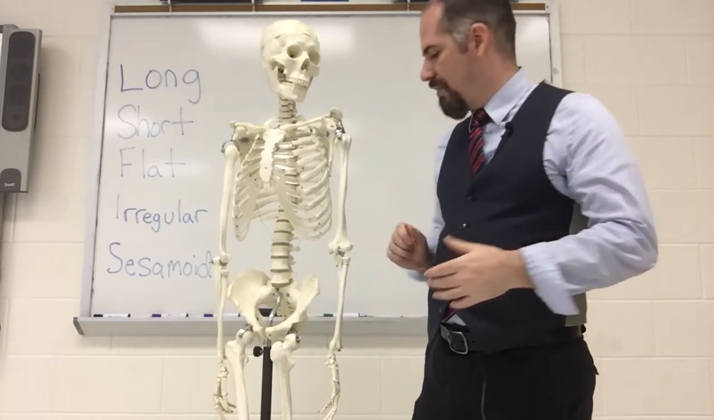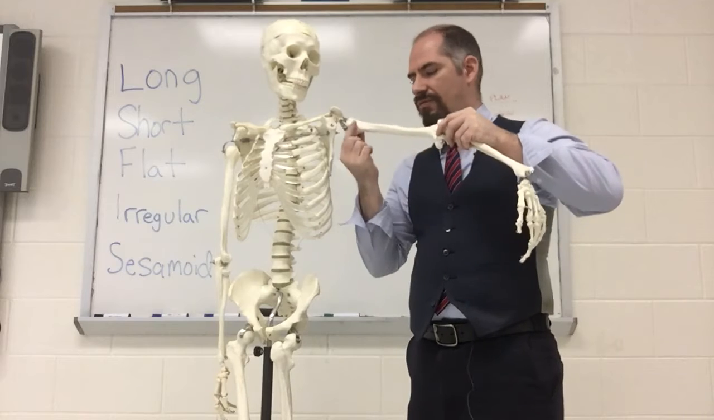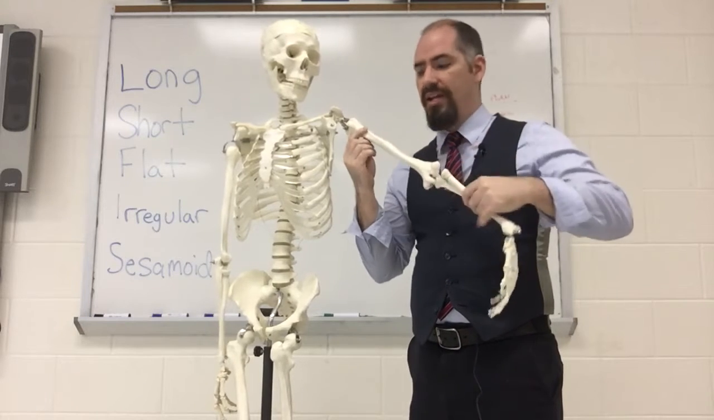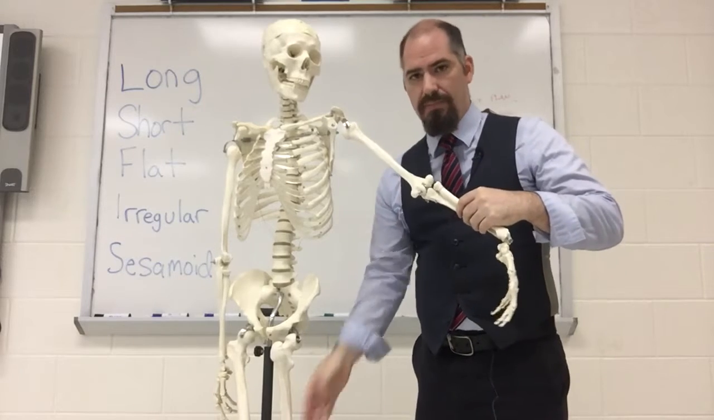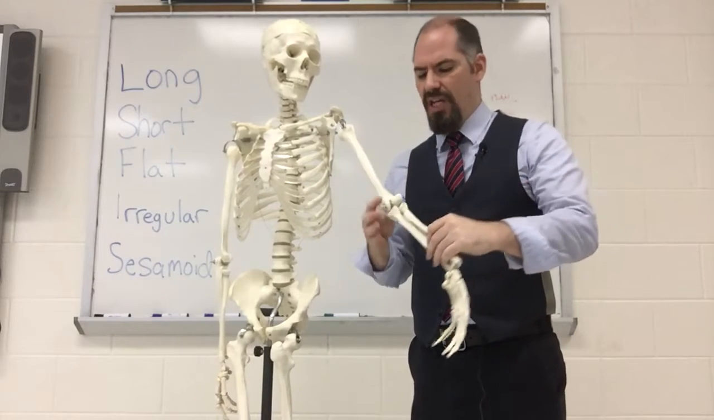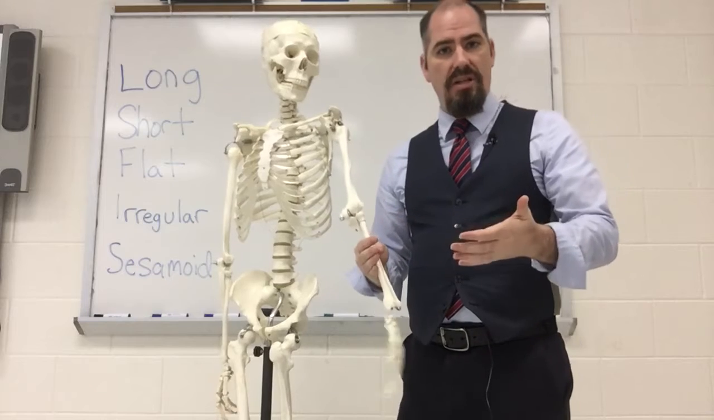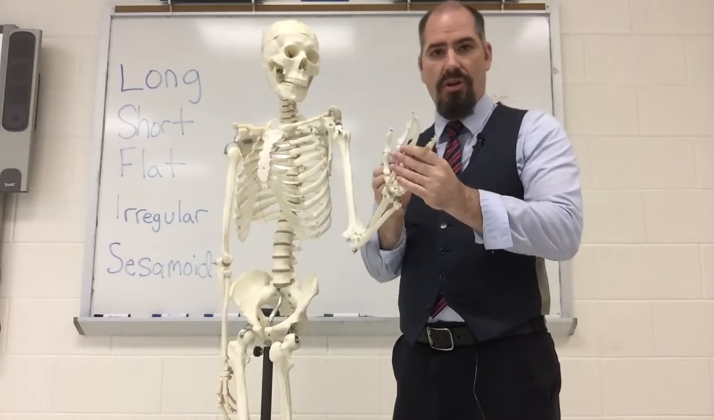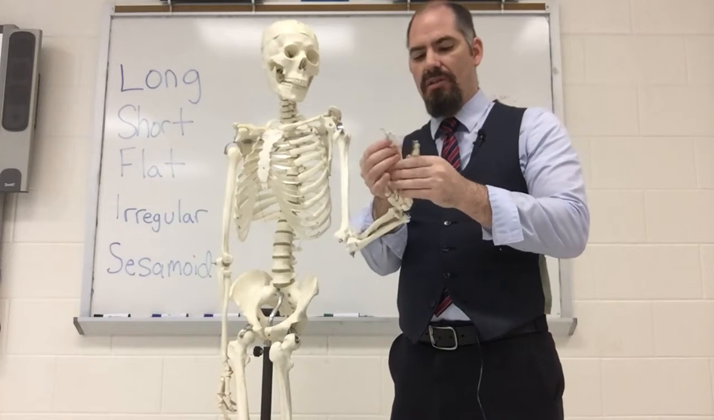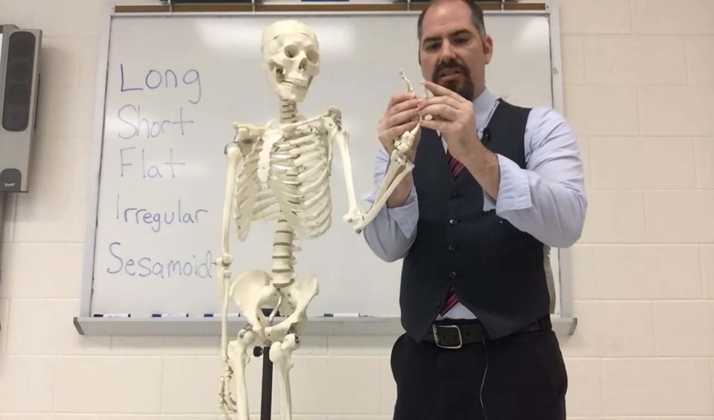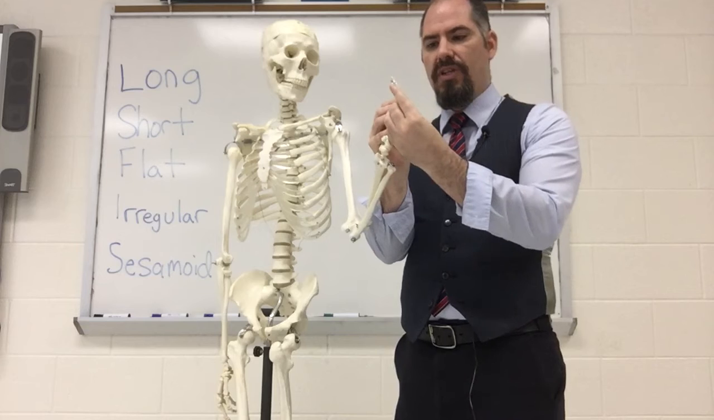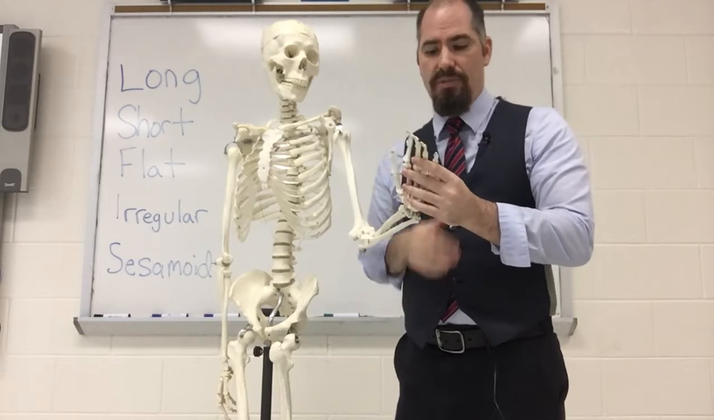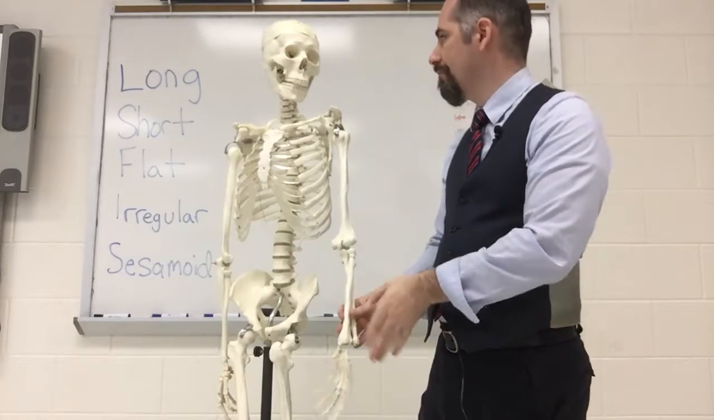Long by definition means they have a length to them. They are longer than they are wide. The bones here in the limbs are long bones. Now, long just means longer than it is wide. It does not mean longer than something else. So bones that are quite small could still be considered long bones. These tiny little phalanges here, these finger bones, they are longer than they are wide, so they are considered long bones, even though they are very tiny.